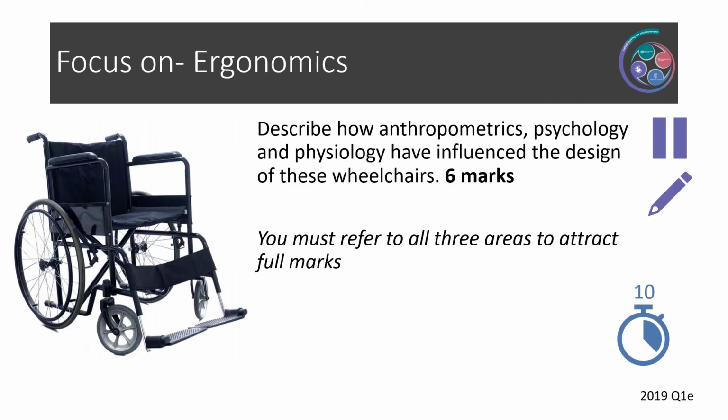Let's put all of that into practice. Here I would like you to describe how anthropometrics, psychology, and physiology have influenced the design of this wheelchair. This question is worth 6 marks and is taken from the 2019 paper and is question 1C. You must refer to all 3 areas to attract full marks in this question. Pause the video now and answer the question.